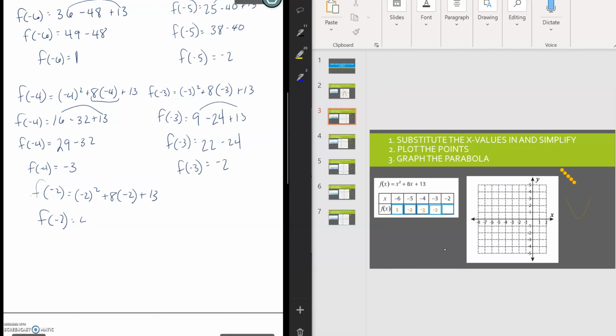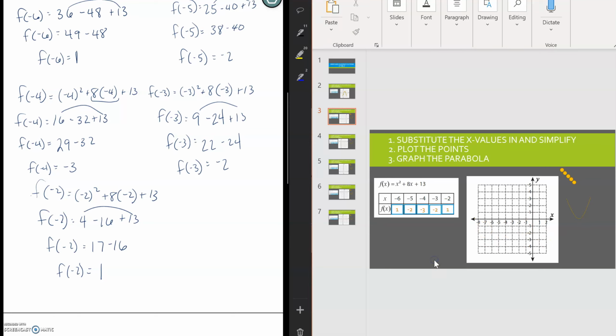Negative 2 squared is positive 4. 8 times negative 2 is negative 16, plus 13. Again, I'm going to combine my positive numbers together. 4 plus 13 would be 17, and 17 minus 16 is 1. So when x is negative 2, our y value is 1.